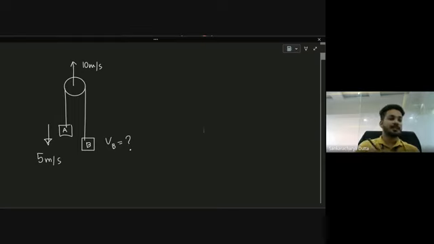Okay. Karthik got it. Well, I am going to use the formula: velocity of P is equal to (velocity of A plus velocity of B) by 2. Velocity of pulley is 10 meters per second. Velocity of A is -5. It is -5.